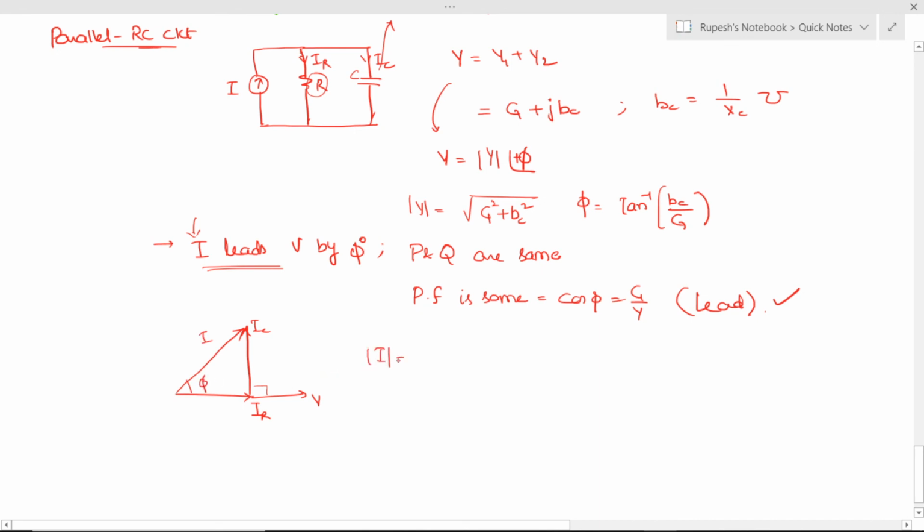Here mod I is nothing but root of IR square plus IC square. So the IR here will be I cos pi, and IC here will be I sin pi. Okay, so this is about the parallel RC circuit. Now let us move on to the parallel LC circuit.